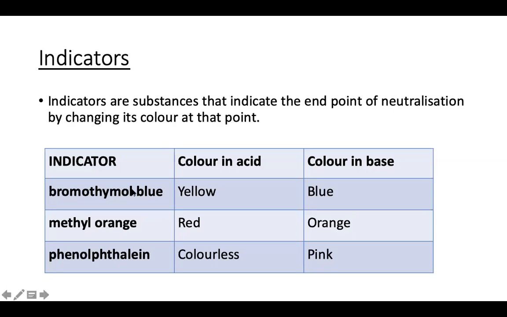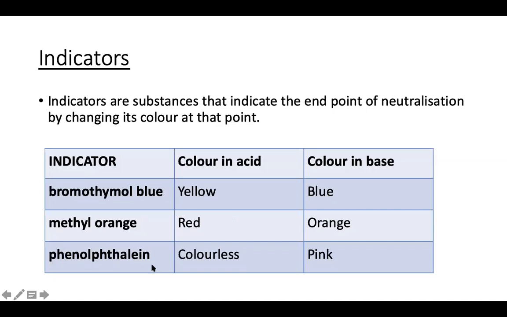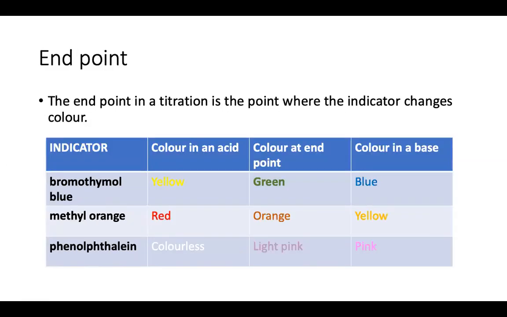For example, bromothymol blue is yellow in an acid and blue in a base. Methyl orange is red in an acid and yellow in a base. Phenolphthalein is colorless in an acid and pink in a base. How do you know when it is the end point? Bromothymol blue is yellow in an acid and blue in a base; its color at the end point is green. Methyl orange is red, then yellow, and it is a darker orange at the end point. Phenolphthalein is colorless in an acid and pink in a base, and it's a lighter pink when it reaches the end point.